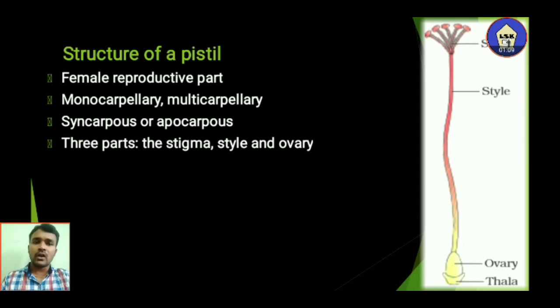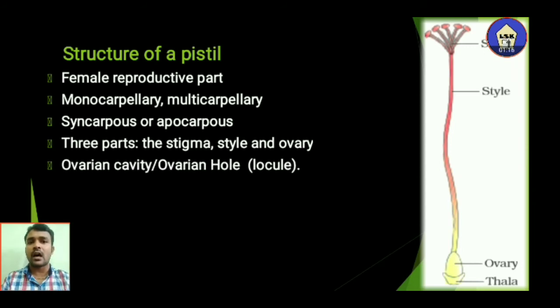Stigma is the uppermost part or apex region of the gynoecium. It is also called the receptive site where the pollen grains are deposited at the time of pollination. The style is a long, tubular, narrow passage through which the pollen tube passes at the time of pollen germination and fertilization. The basal swollen part of the gynoecium or pistil is called the ovary. Within the ovary there is a chamber, called the ovarian cavity, most commonly known as the locule.